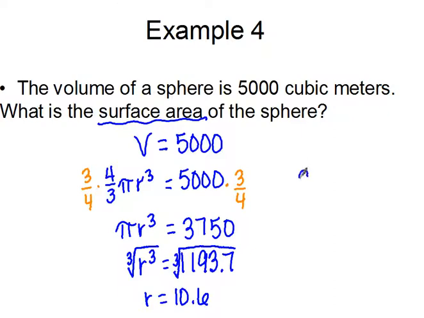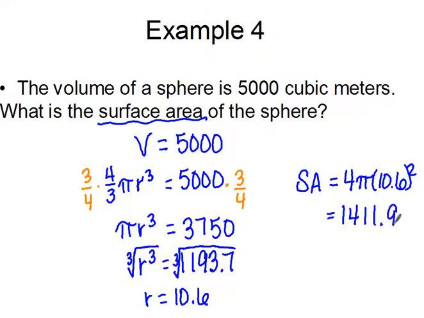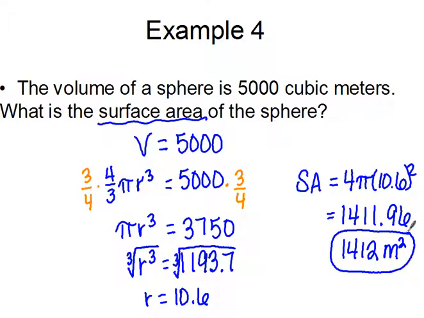Okay? All right, so it wants the surface area. So we'll do 4 pi times that 10.6 squared. And we get 1411.96. It doesn't tell us how to round our answer, so we could make this 1412 because of the way it rounds. Okay? Tricky problem. You're going to need some help with this. Make sure you ask how to do it if you don't understand.